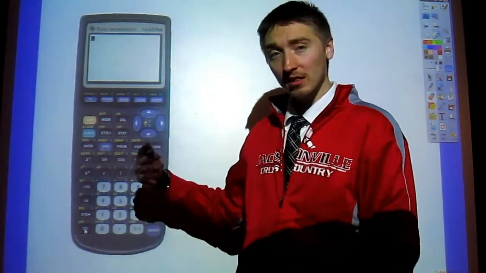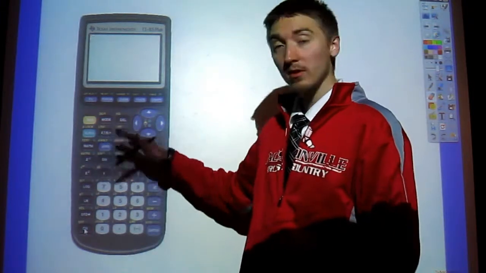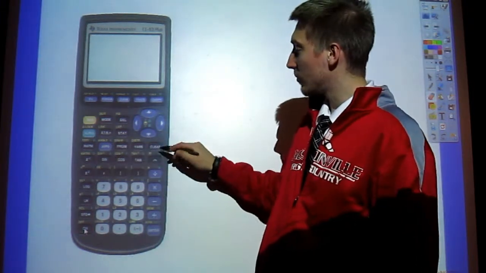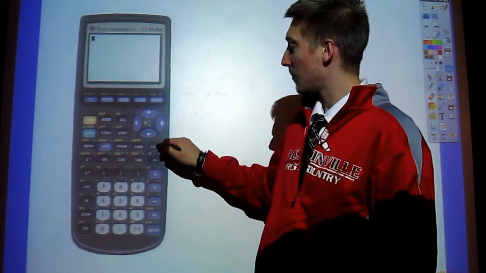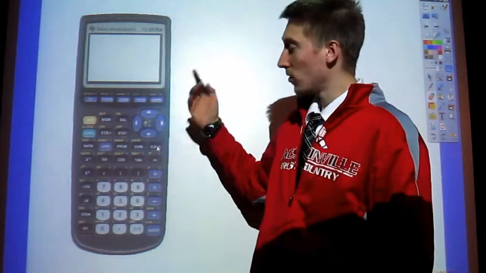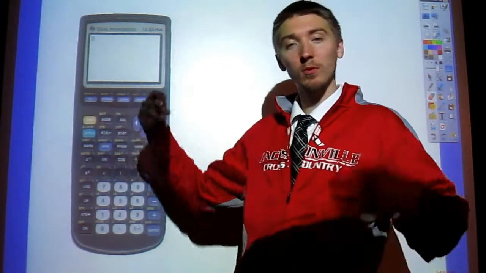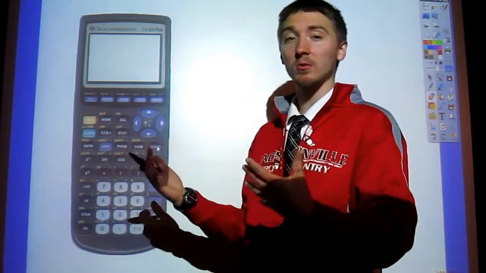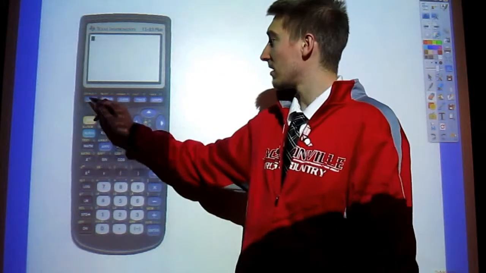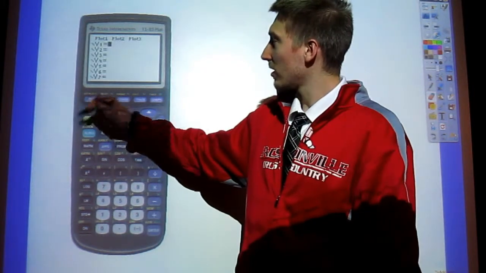In order to get there, first off, if we have stuff on our screen, we can clear it. The clear button is right up here in the top right under these 4 arrow keys. Once we have that, we can go to the y equals menu. This is where we're going to put all of our equations so that the calculator knows, hey, I need to graph these things. The y equals menu is right up here in the top.